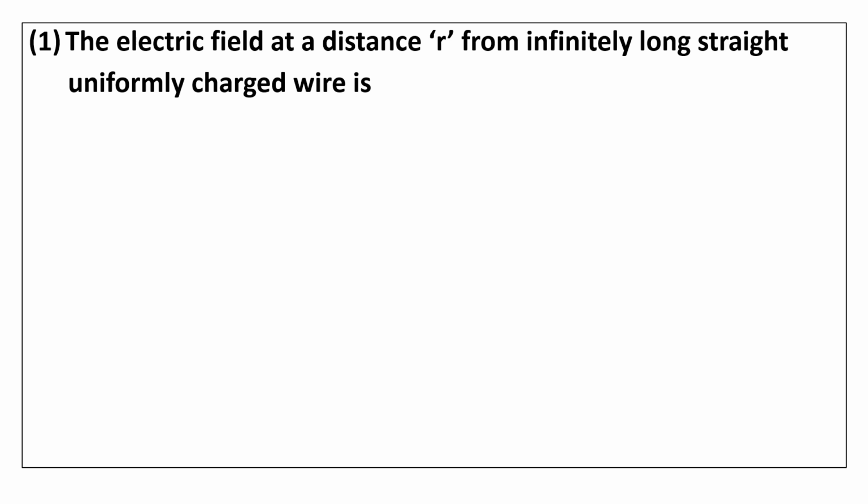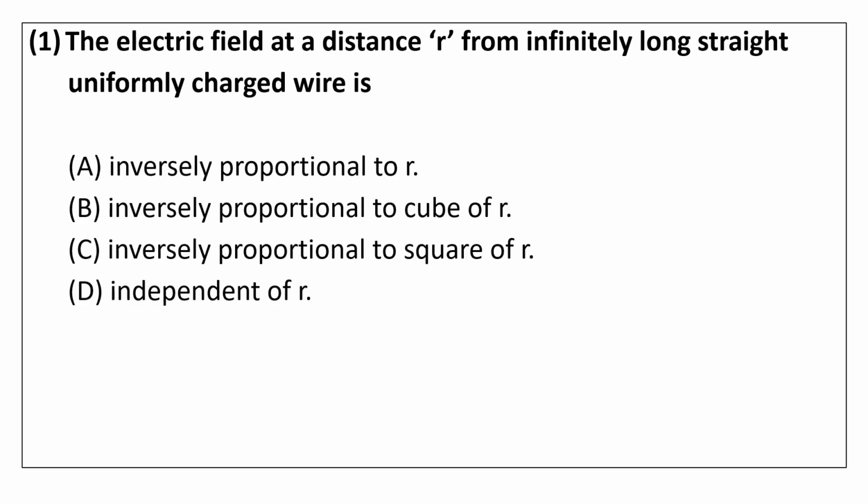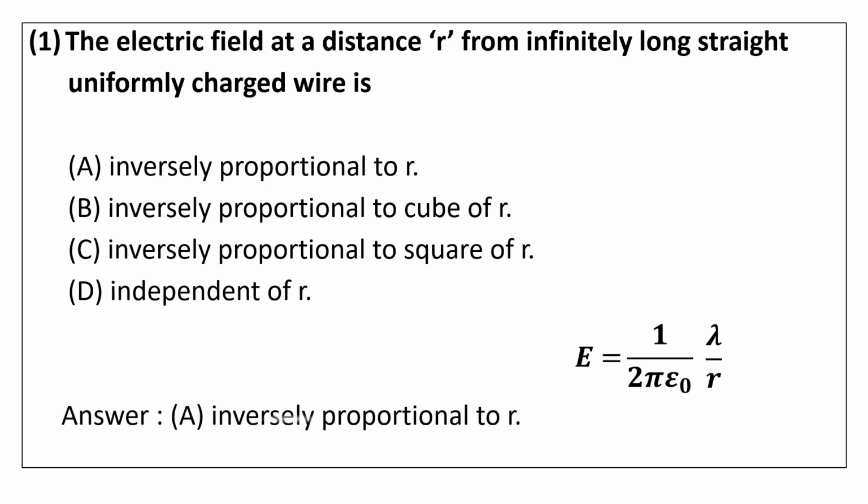charged wire is, option 1, inversely proportional to r, inversely proportional to cube of r, inversely proportional to the square of r, and independent of r. So we have the formula E equal to 1 by 2 pi epsilon naught lambda by r, where lambda is linear charge density and r is radius of the cylinder. So from this formula, we'll get to know option A is correct, that is inversely proportional to r.